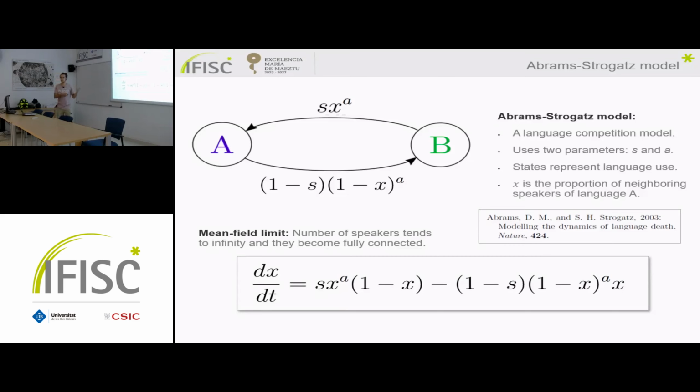But in the mean field limit, which is where we're going to be for most of the presentation, the number of speakers tends to infinity and they become fully connected. So the variable x becomes the normalized density of speakers, being a continuous variable. So we can define the model using a single ordinary differential equation, since the density of speakers of language B will be 1 minus x.